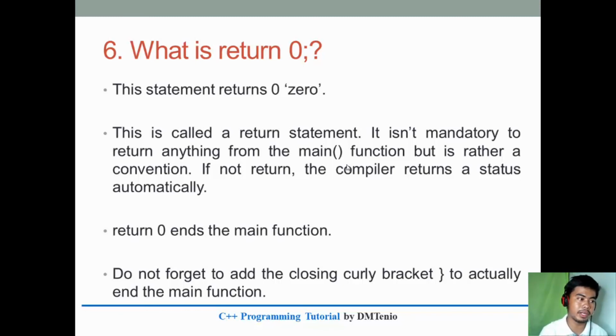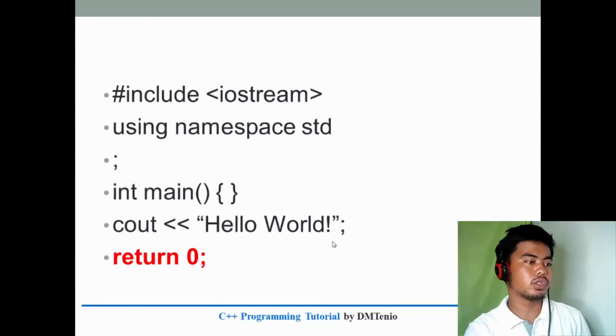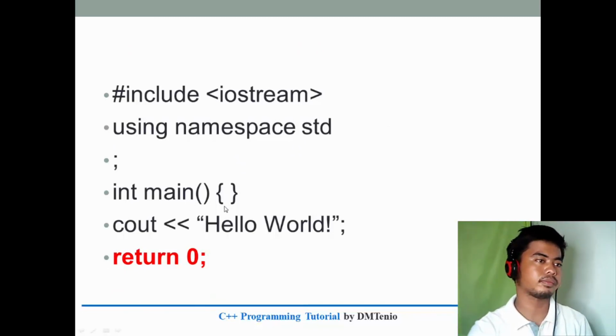When you have return 0, it means your program is okay. Then do not forget to add the closing curly brace to actually end the main function. The return 0 is inside the body, between the opening and closing curly braces. So, here they are, inside, as you can see.